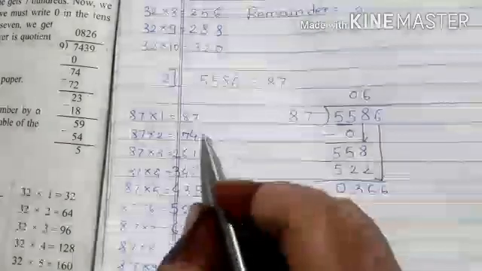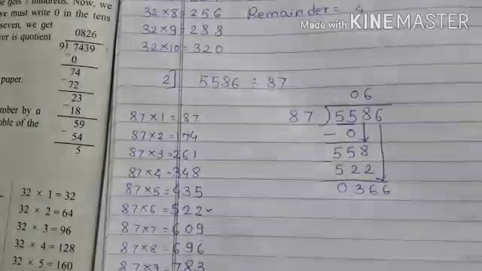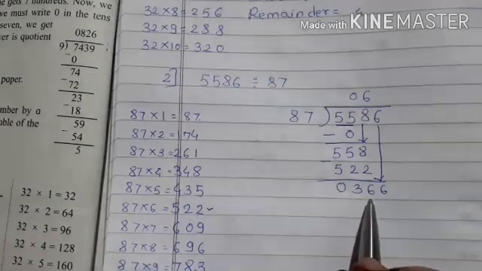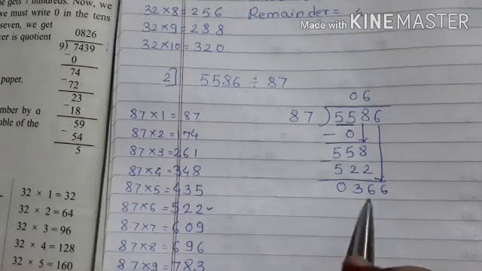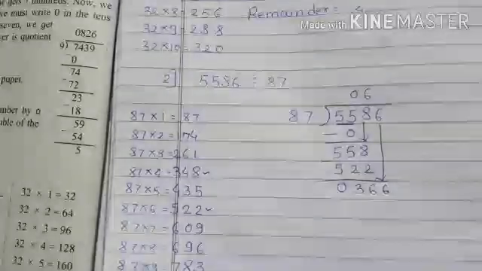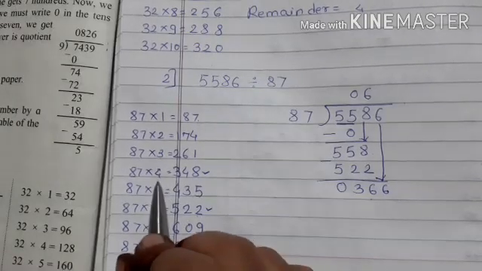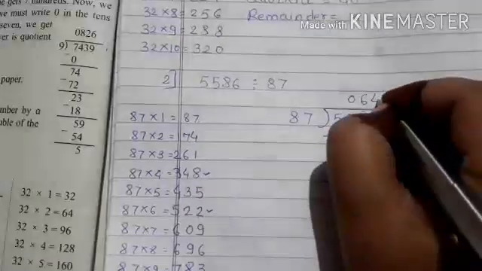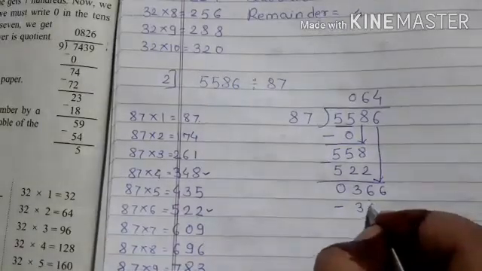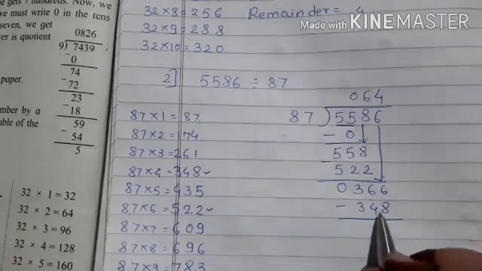Is 366 there in the 87 table? Check it. No. So now which number less than 366 is there? See which is less than 366. 348. Yes. 348. On which place is it? Fourth place. So now divide by 4. So 87 4s are 348. Now we have to do this subtraction.